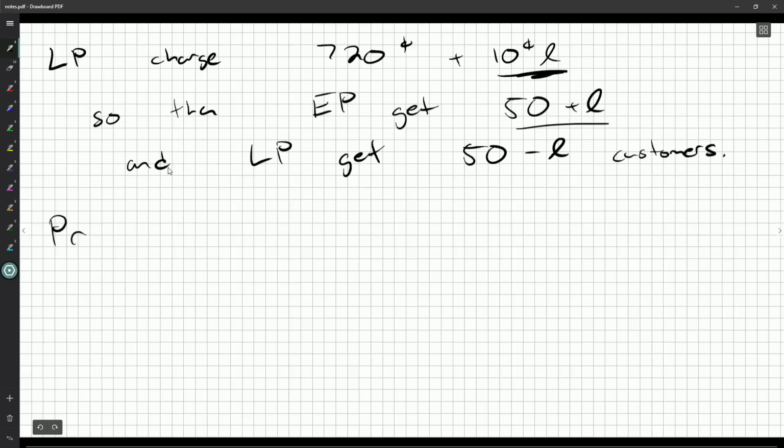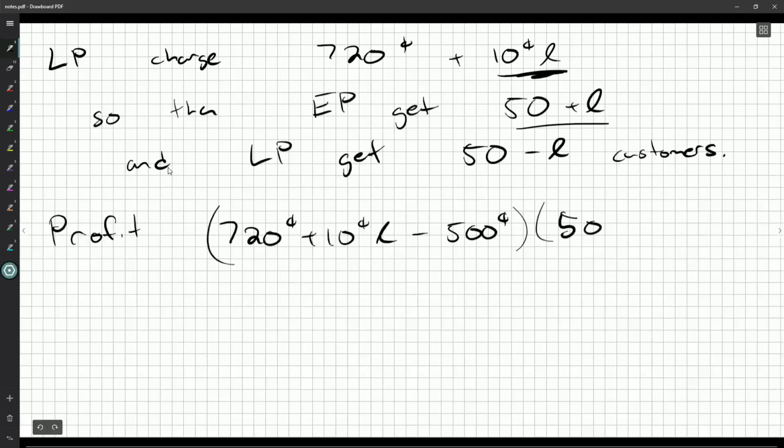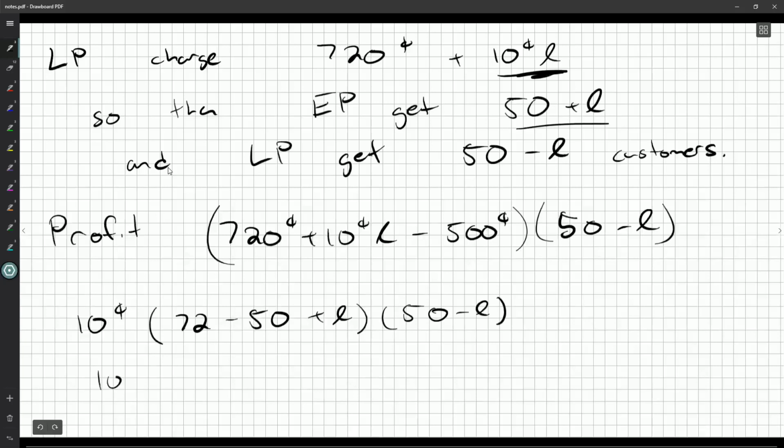And then the profit will be $7.20 plus the added amount, the cost of Lino's pizza, minus $5, which is 500 cents, times the number of customers Lino gets. One thing we can do is take out a factor of 10 cents: 72 minus 50 plus L, times 50 minus L. So 10 cents times 22 plus L times 50 minus L.